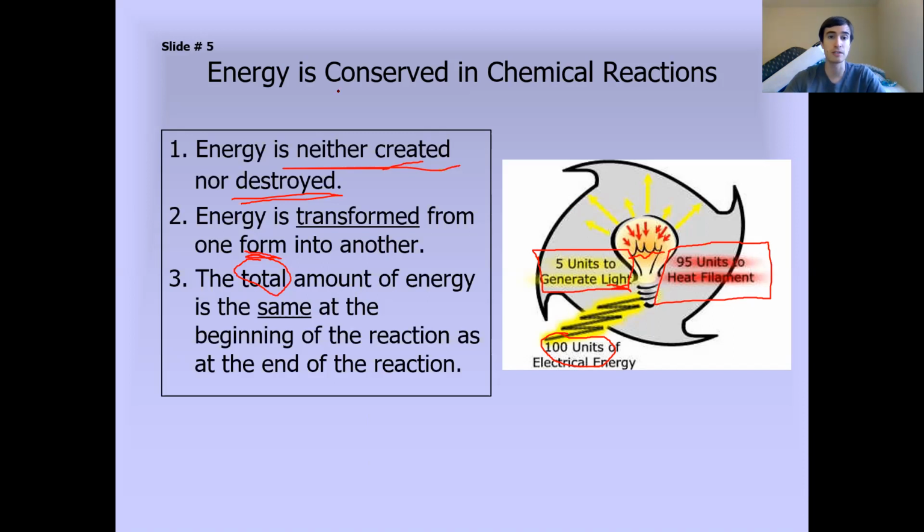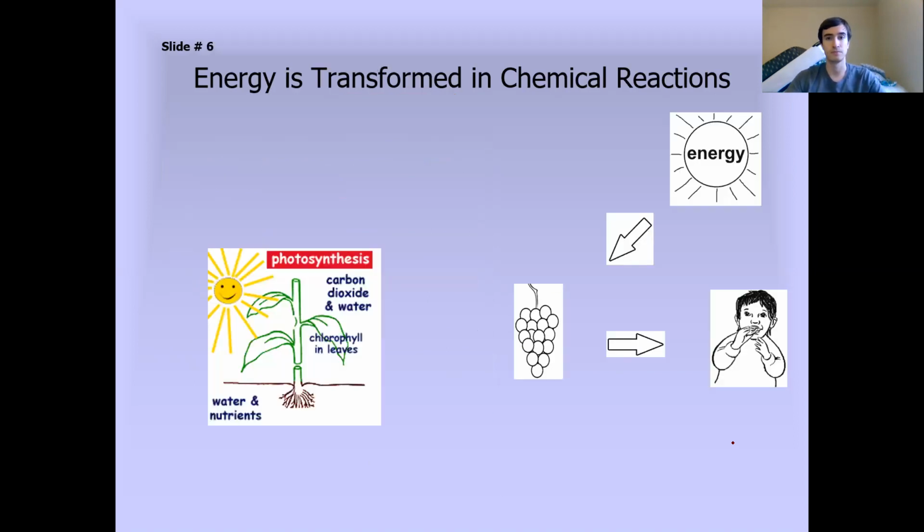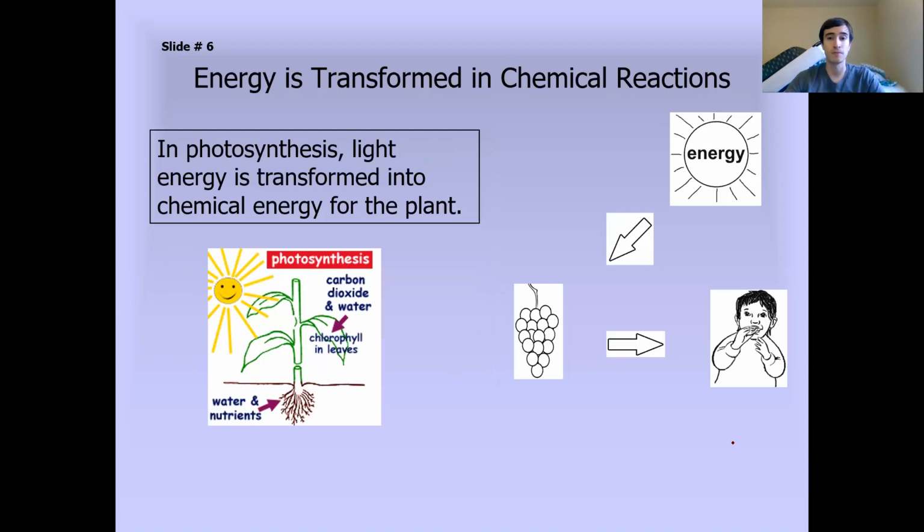So energy is conserved. Same amount of energy at the beginning. We have our 100 units down here. And at the end, only this time it's in the form of 5 units of light and 95 units as heat. When we do photosynthesis, like we were looking at earlier, that's also an example of transforming energy.